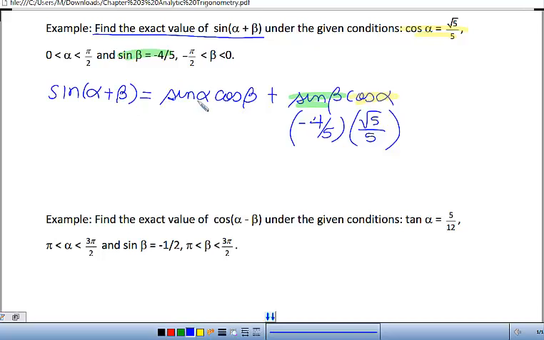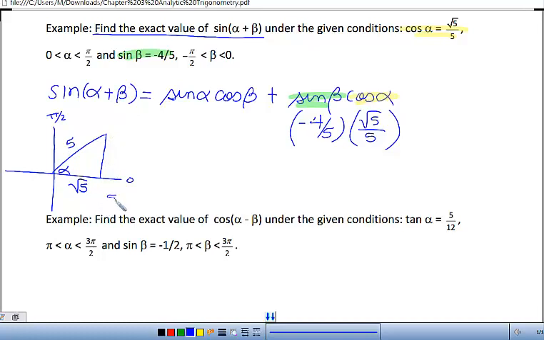Let's start with alpha. We note here that alpha is between 0 and pi over 2, so that places it in the first quadrant, because 0 is here if we're doing the circle, and pi over 2 would be here, and this would be alpha. And we know that cosine alpha is square root of 5 over 5, so that's my adjacent over the hypotenuse. And we'll use the Pythagorean theorem to figure out what the other side is.